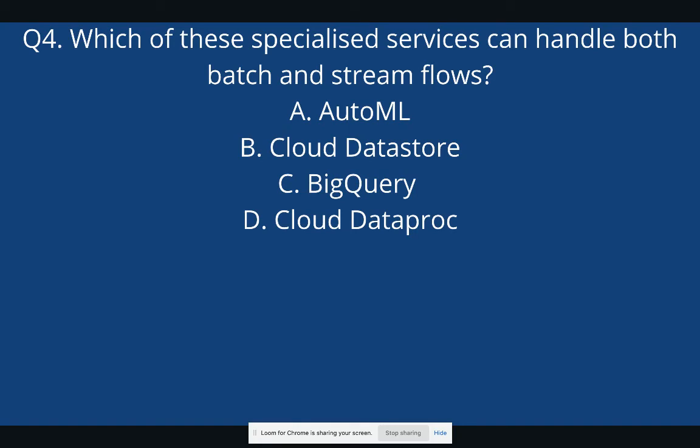This one's quite easy if we know what each of those are. It's true that AutoML is a specialized service, but it doesn't handle any batch or stream flows, because it handles the machine learning that you set in your notebooks. So that's not the correct option. B, Cloud Data Store, is not even a specialized service, so that's not the correct one. Option C, BigQuery. Well, BigQuery is a warehousing facility. It is a specialized service, but it's a warehousing option instead of actual flows.